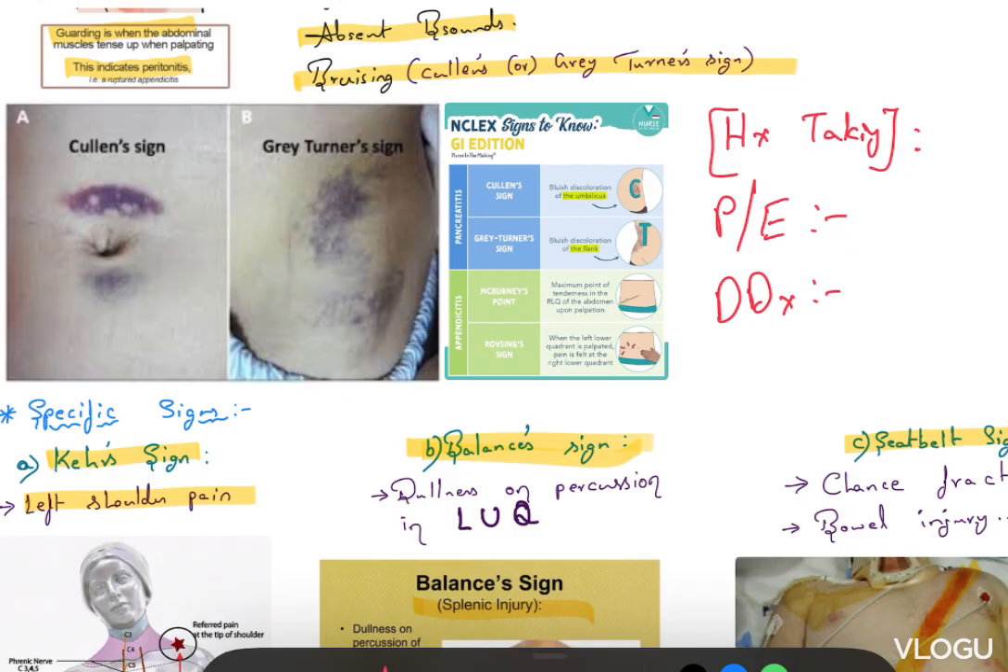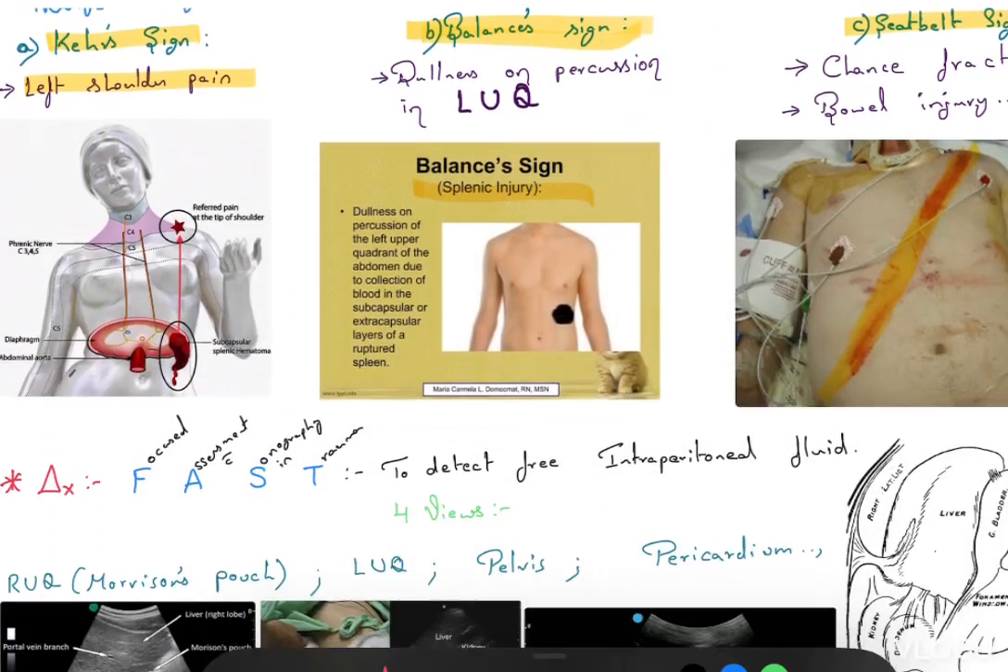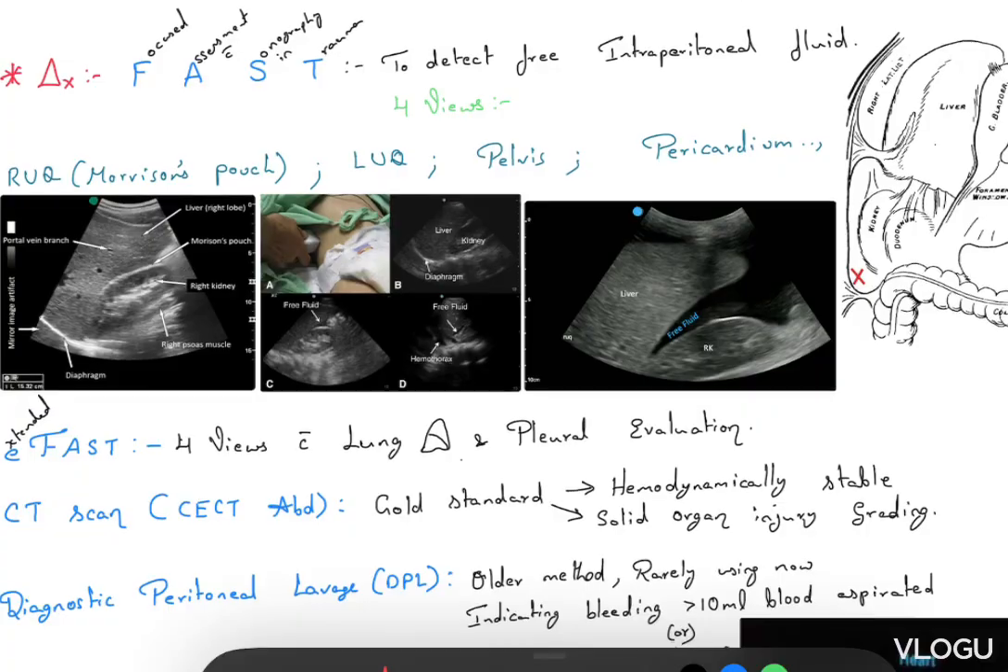So if the doctor asks you to tell the differential diagnoses of abdominal trauma, we have to tell: splenic injury, liver injury, hollow viscus injury, pancreatic injury, renal injury, mesenteric injury, and retroperitoneal hematoma. So next we can see here, that is investigation.